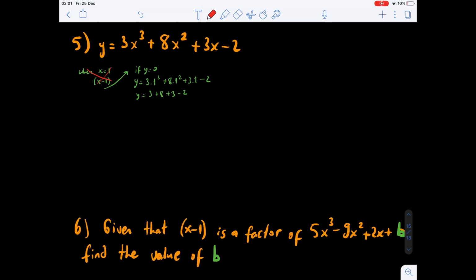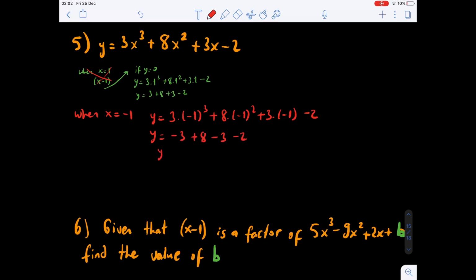So right now I'm going to try another factor. When x is negative 1, I think I can try negative 1, yes. Let me try y equals 3 times negative 1 cubed plus 8 times negative 1 squared plus 3 times negative 1 minus 2. So y equals negative 3 plus 8 minus 3 minus 2. So y equals 0. Finally, when x equals negative 1, it means x plus 1 is a factor of our polynomial. Yes, this is a factor of our polynomial.